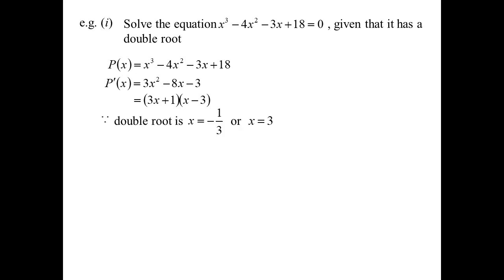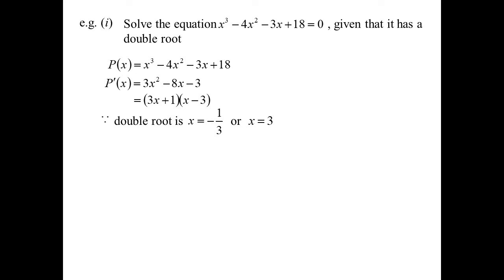All right, let's use the idea. Going to solve this. They've told us it's got a double root. Well, if it's got a double root, we'll investigate the derivative. 3x squared minus 8x minus 3 factorises to be (3x plus 1)(x minus 3). So that's telling me the double root is either negative 1/3 or positive 3. It's going to be one of those two things. Which one will I logically choose?